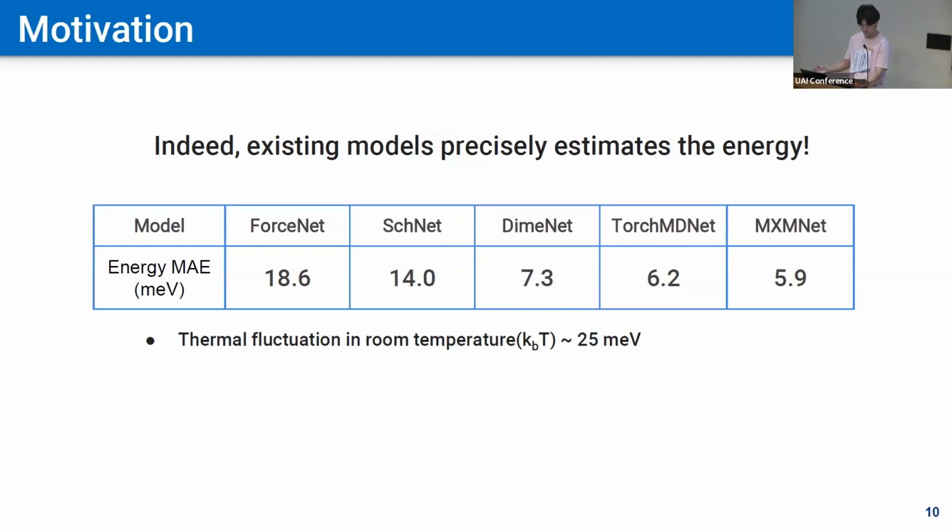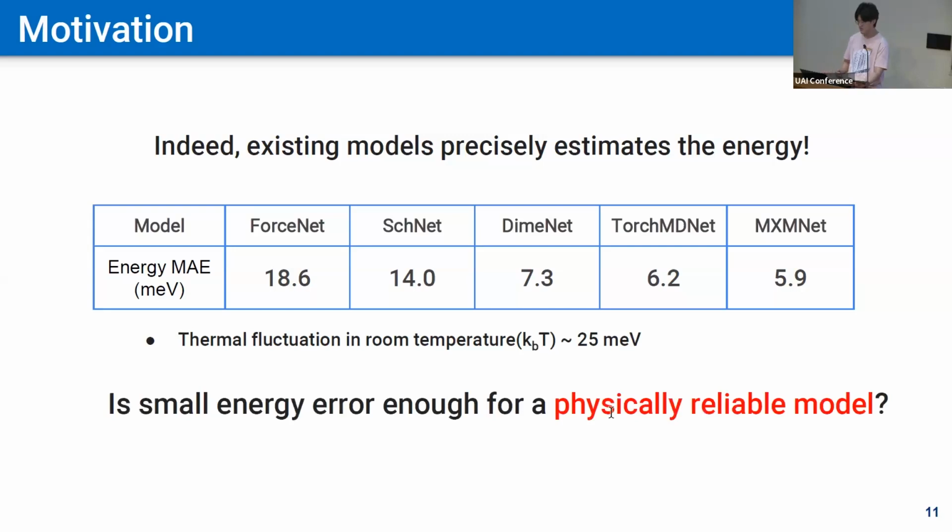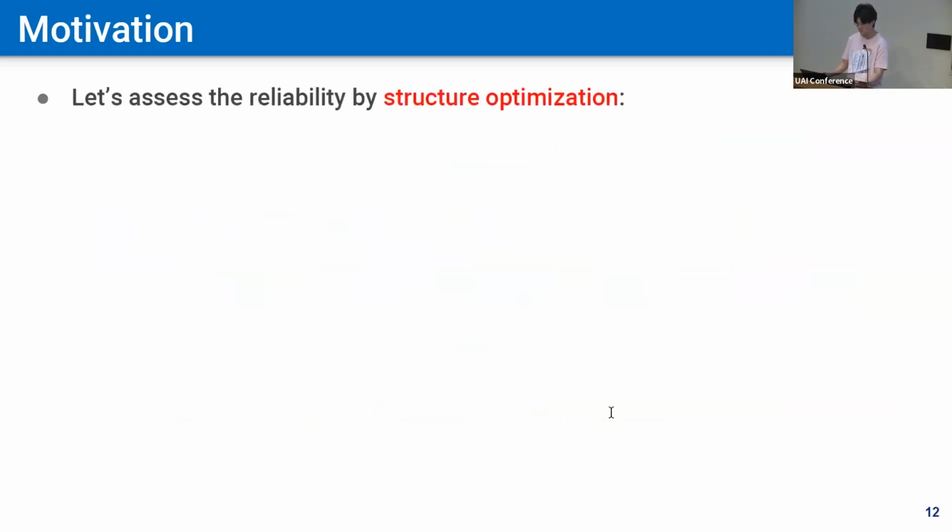So this is accurate, but our main question here is, does this small energy error mean a physically reliable model? Or do these models properly learn the underlying physical properties? Well, our answer was no. The performance of a model cannot and should not be determined by a singular metric of error in energy estimation. Then is there any method to examine the reliability?